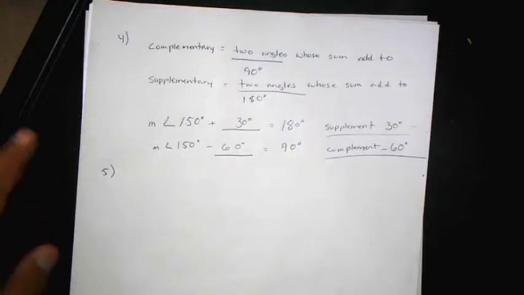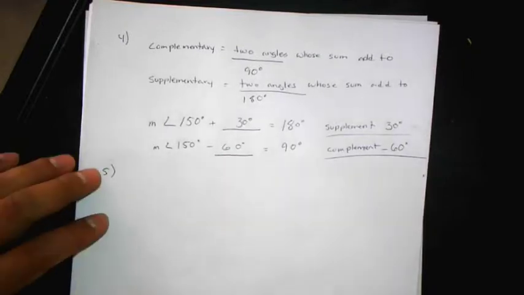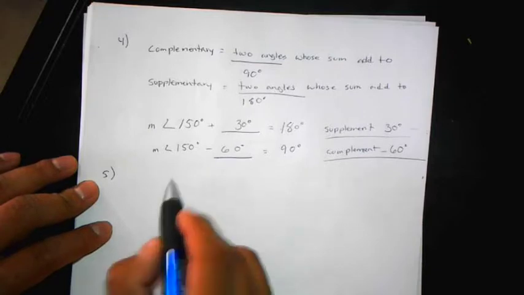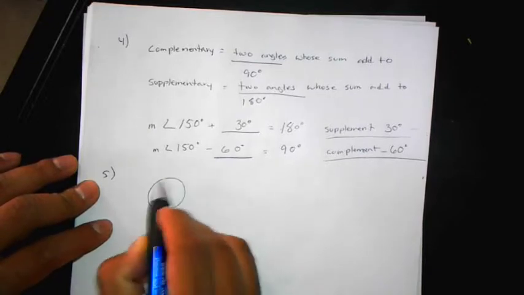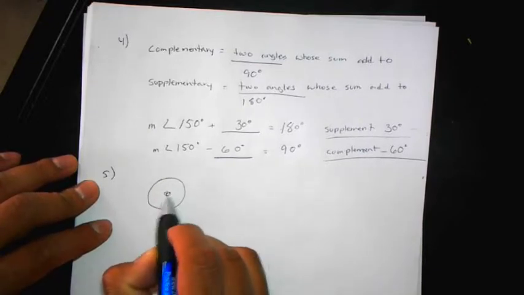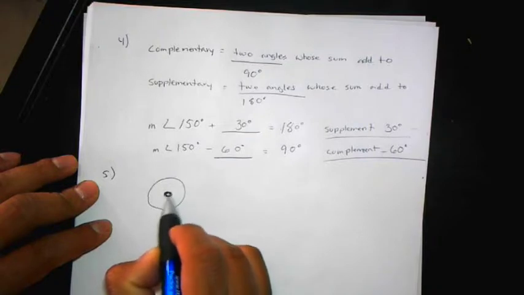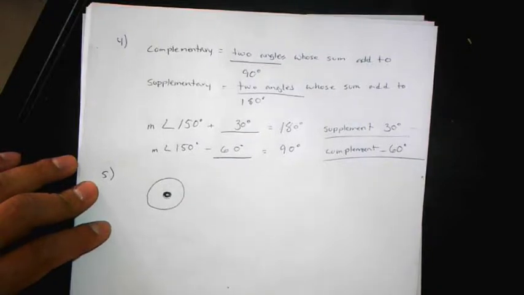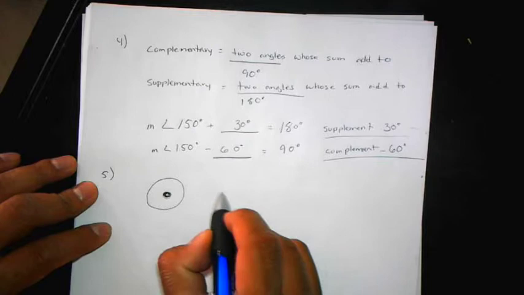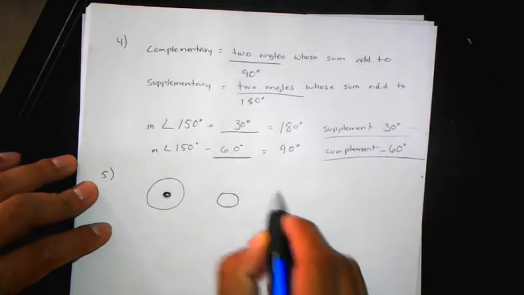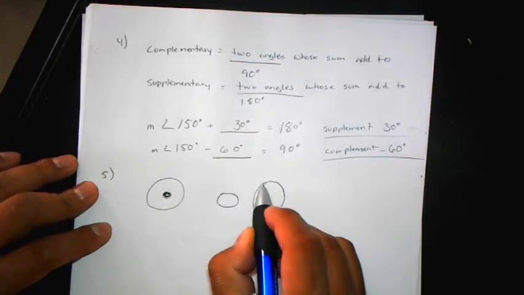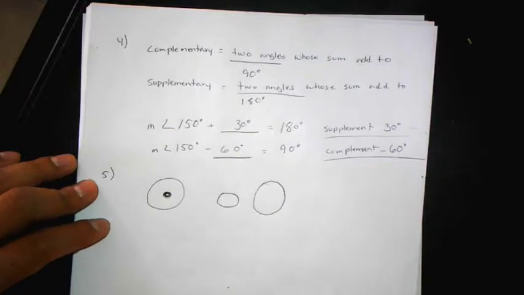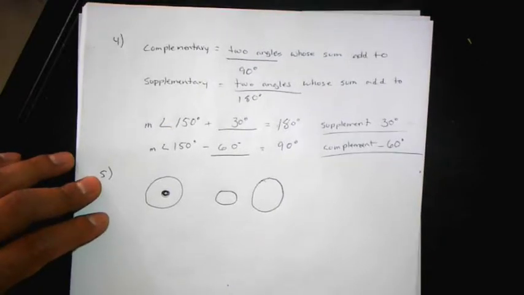Okay, problem number 5 reads: the large circle has a diameter of 80 feet and a smaller circle has a diameter of 4 feet. In the particular example, they give you something that looks like this. I really don't like to see it like that because it can get kind of confusing. So I'm going to draw two different circles outside of each other. I know they're not the best circles in the world, but you get the point.